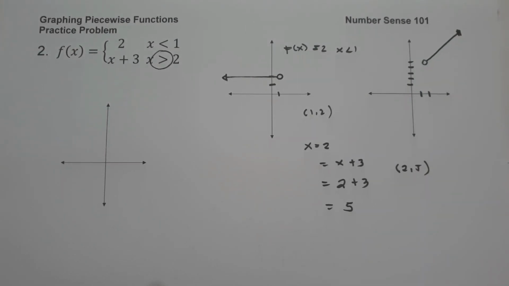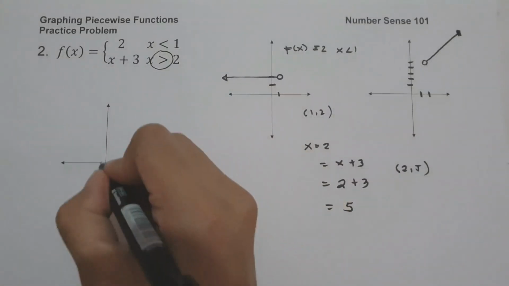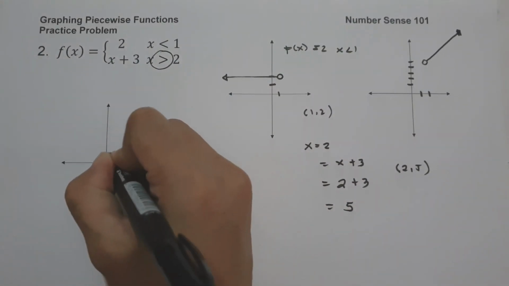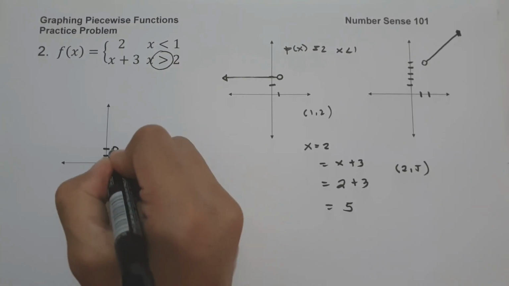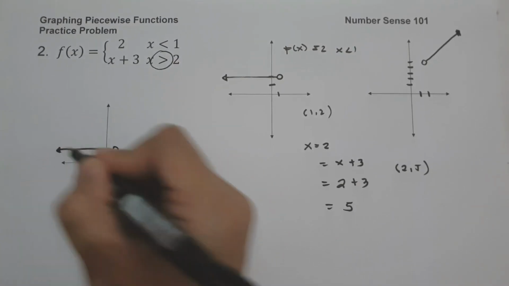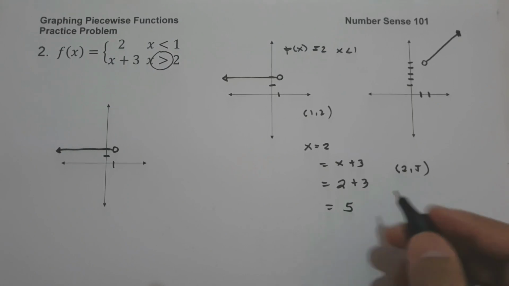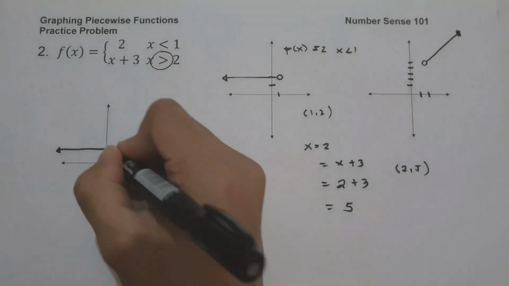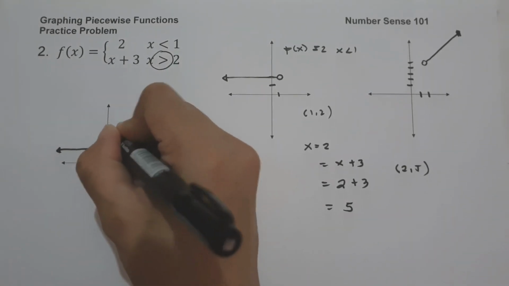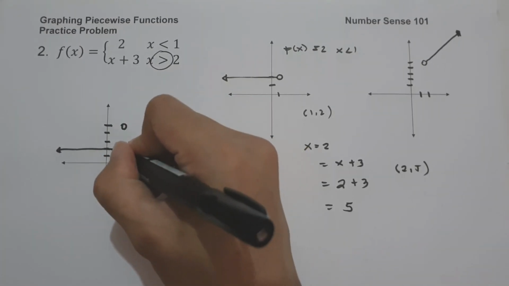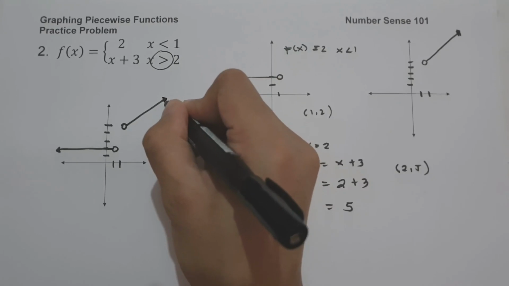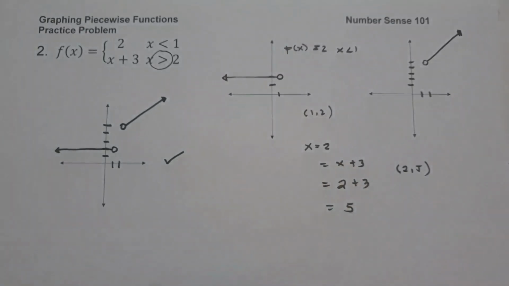So to graph the given piecewise function, we are going to have 1, 1, 2. So we have an open circle to the left. And then we have 2, 5, 2, 3, 4, 5. Open circle. So this will be the graph of the given piecewise function. And this will be our answer.